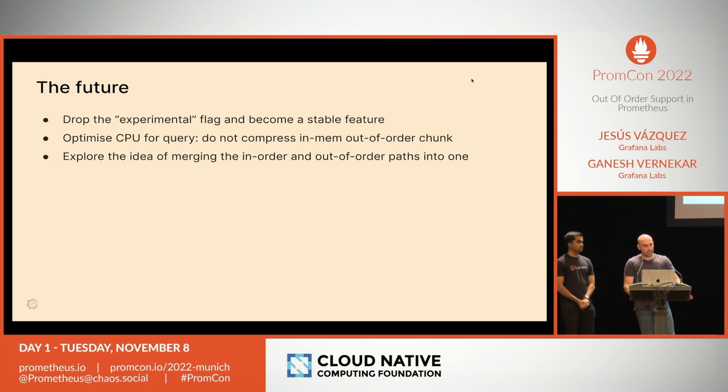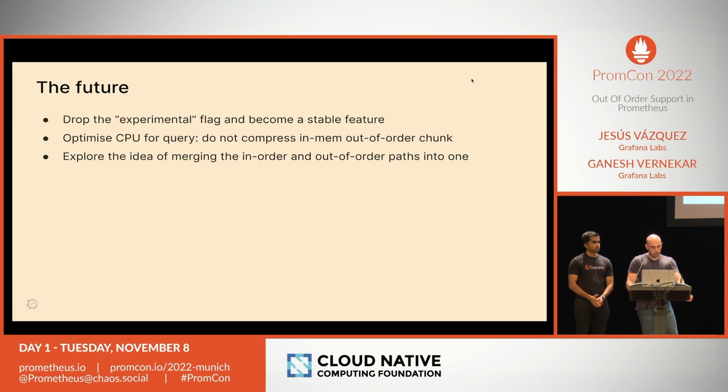The second point is what I mentioned before: the out-of-order head chunk is uncompressed, but we are always returning compressed samples to the query. That has a CPU drawback. So we want to explore the idea of improving it. We didn't do this because we were limited by the existing code base, and we didn't have time to improve it. But now that this is merged, I think we have time to investigate and see what can be done here, and perhaps improve the read path a little bit.